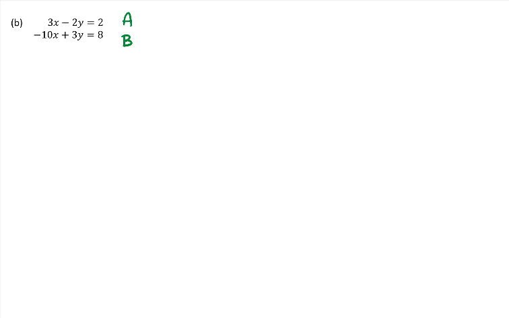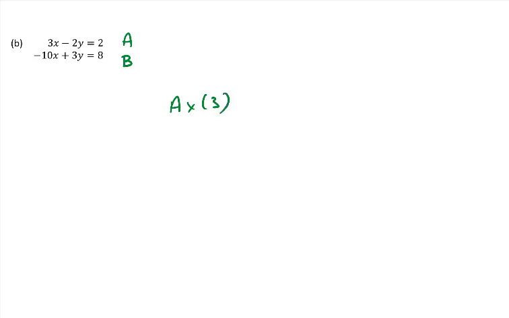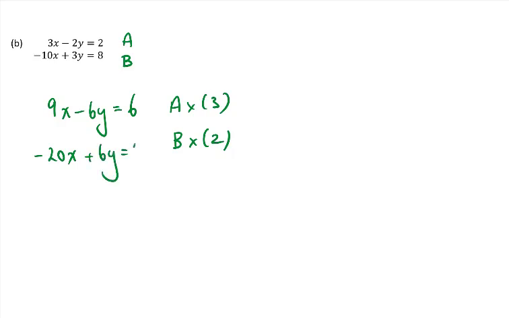So to eliminate y, I'm going to do this one a little bit differently. I'm going to multiply a by 3. And you notice I get 9x minus 6y equals 6. And instead of making it the same, I'm going to multiply b by 2. And notice in this case, I'm going to get negative 20x plus 6y equals 16.